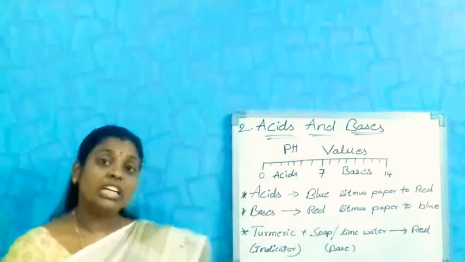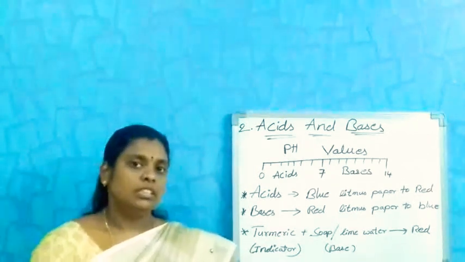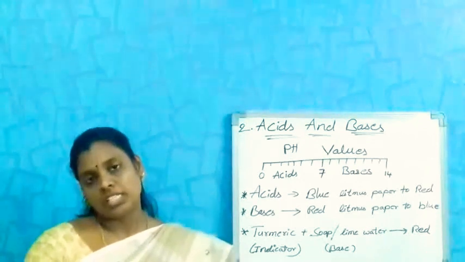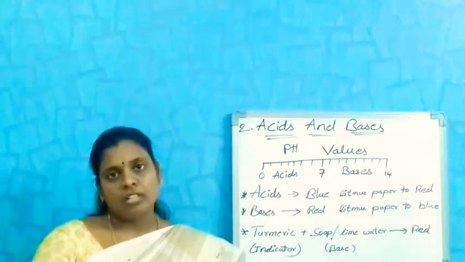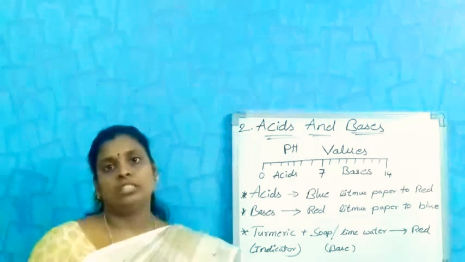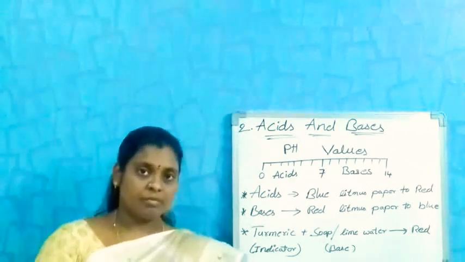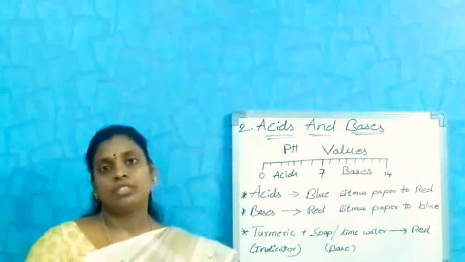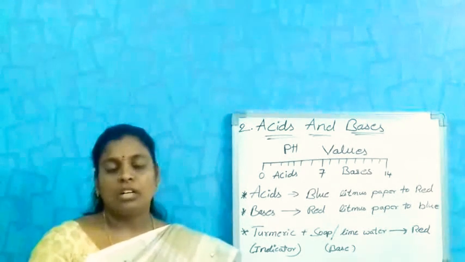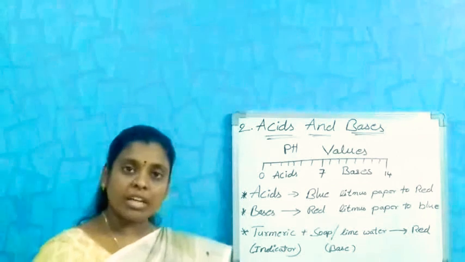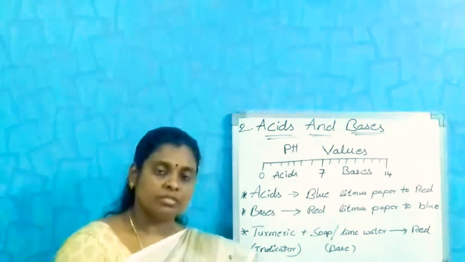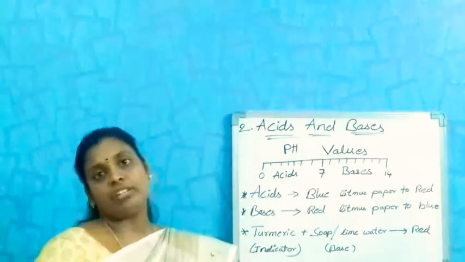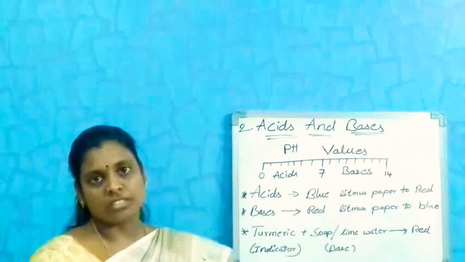Children, we eat different types of food materials. Are all the food items the same in appearance? Do they have the same color? Do they give the same taste? How can you identify the taste?